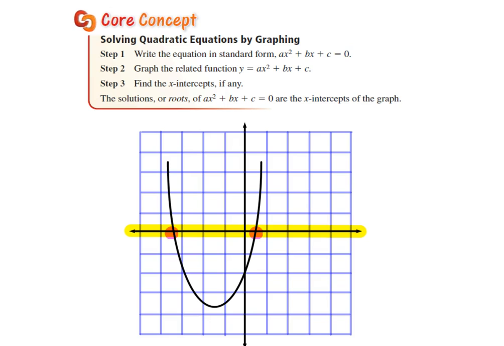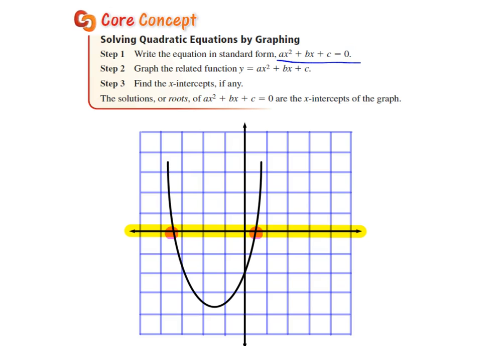So when we're looking at solving by graphing, these are our steps we want to use. We write the equation in standard form first. So you want to have ax squared plus bx plus c equal to 0. If it's not in that form when you start the problem, go ahead and rearrange and do what you need to do to make it equal to 0.